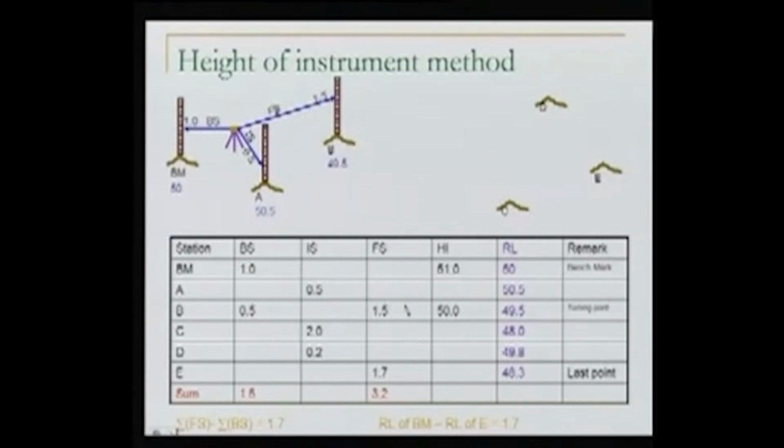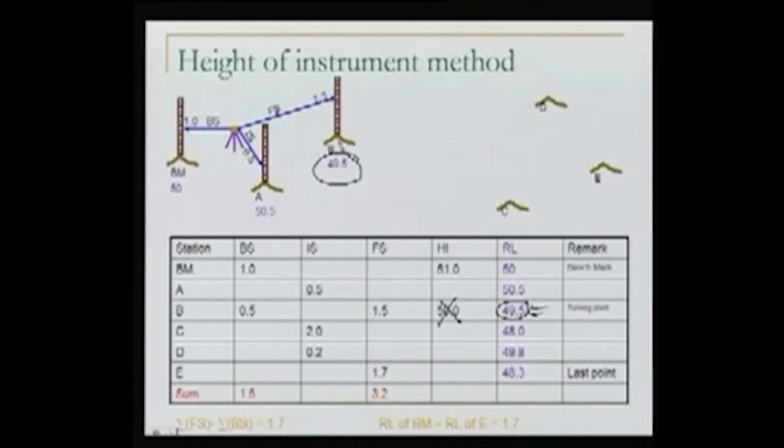So you can compute the RL, and this comes out to be 49.5. 51.0 minus 1.5 is 49.5, and we write it here. Okay, don't get confused, we have not written anything here yet. So we have now written this particular value, and this is the RL of point B.